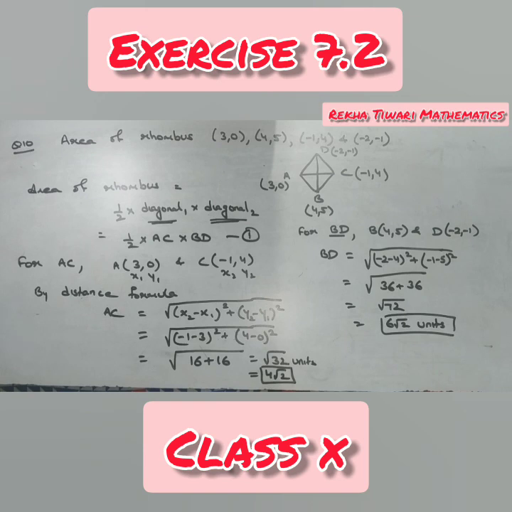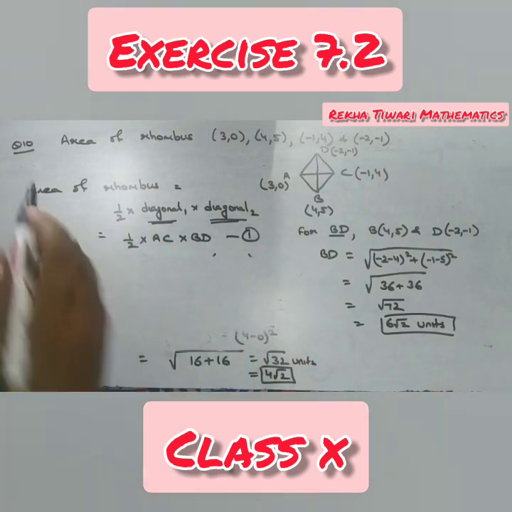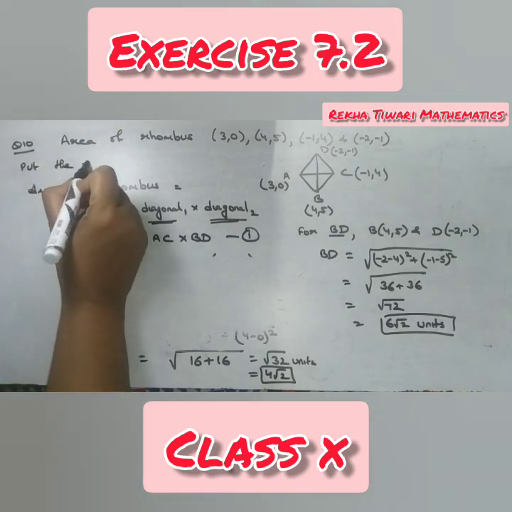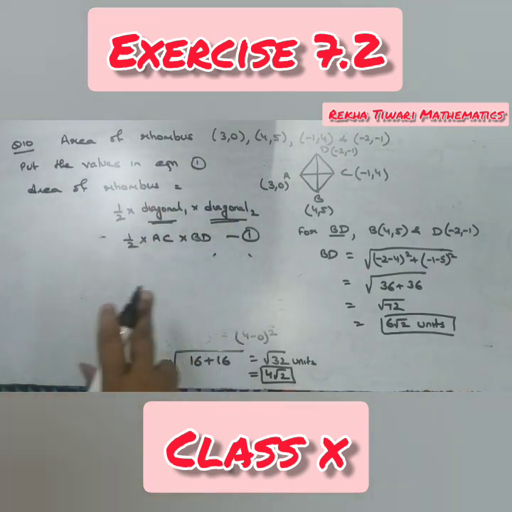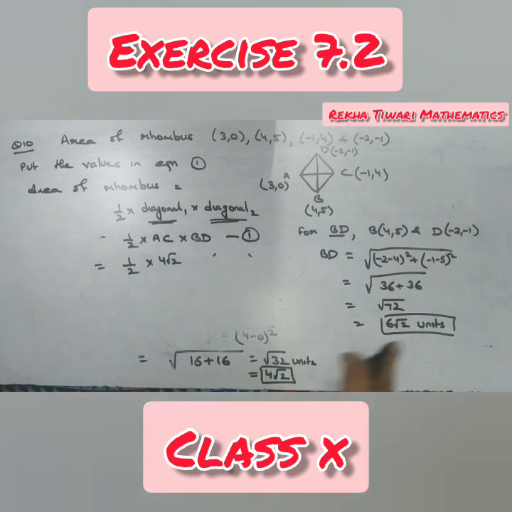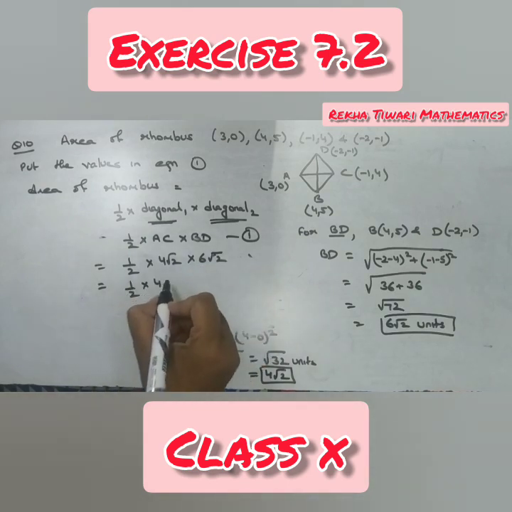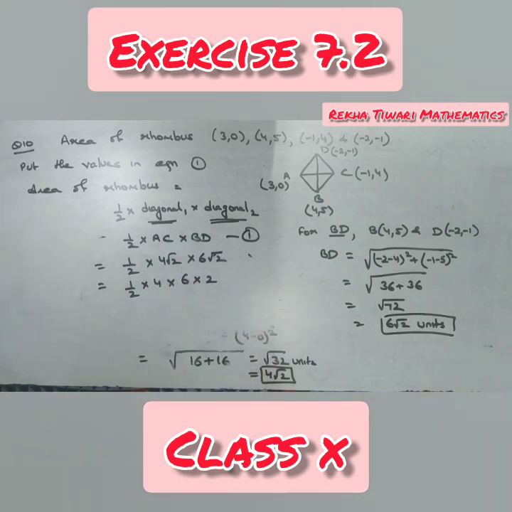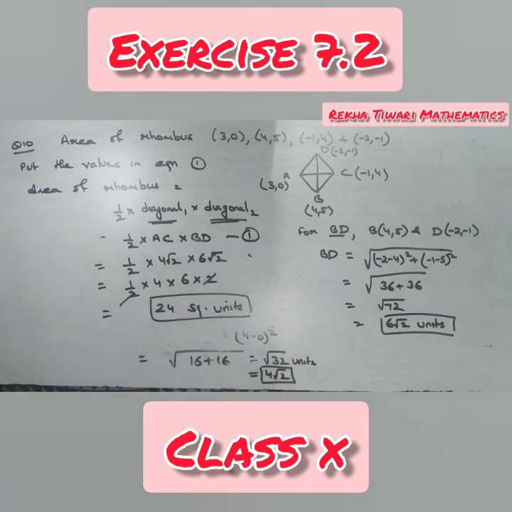Now you have to find out the area of rhombus. So put the values in equation number 1. In equation 1, area of rhombus is half AC into BD. So this implies half into 4 root 2, value of AC, and value of BD is 6 root 2. This implies half into 4 into 6 into 2. Root 2 into root 2 becomes 2. Cancel these two. It becomes 24 square units because you are calculating the area.